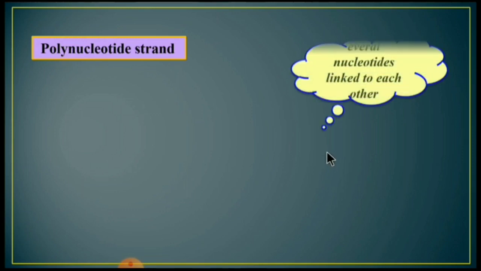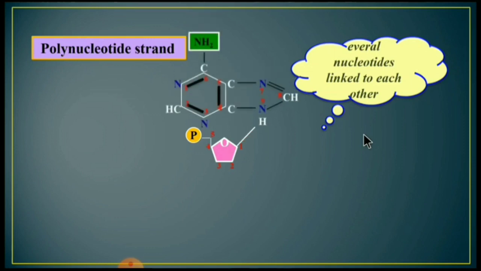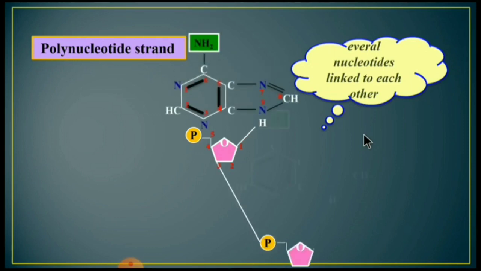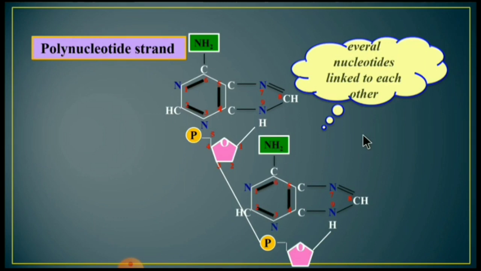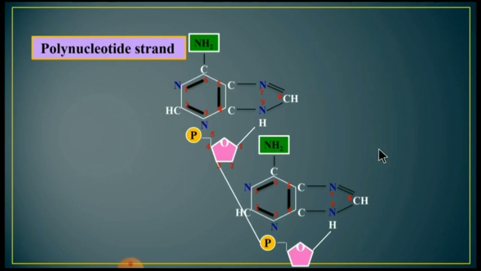So when all these nucleotides join together, several nucleotides link to each other to form a polynucleotide chain. This is one nucleotide, and this is another link. Like this, several nucleotides join together to form a polynucleotide strand. So again, come back to the difference. In case of DNA, you find 2 polynucleotide strands. That's why it's called double stranded. Whereas in case of RNA, you find a single strand or single polynucleotide chain.